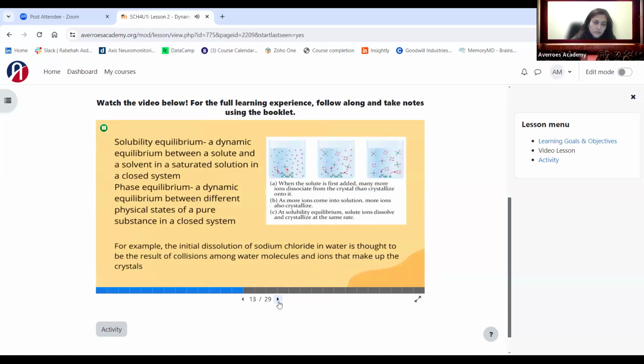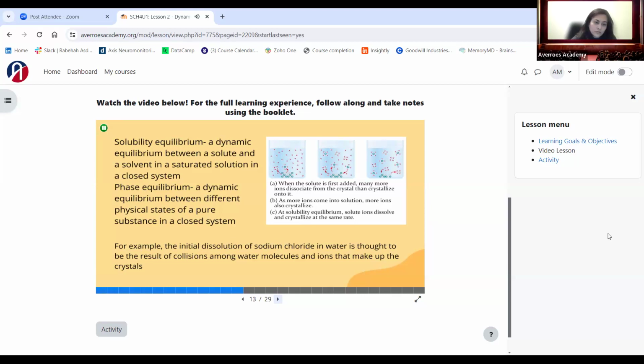So talking about solubility equilibrium, recall that solubility is the quantity of a solute that dissolves in a solvent under specific conditions. For example, the amount of sugar that can dissolve in water at 100 degrees. Solubility equilibrium is a dynamic equilibrium between a solute and a solvent in a saturated solution in a closed system. And then phase equilibrium is a dynamic equilibrium between different physical states of a pure substance in a closed system.